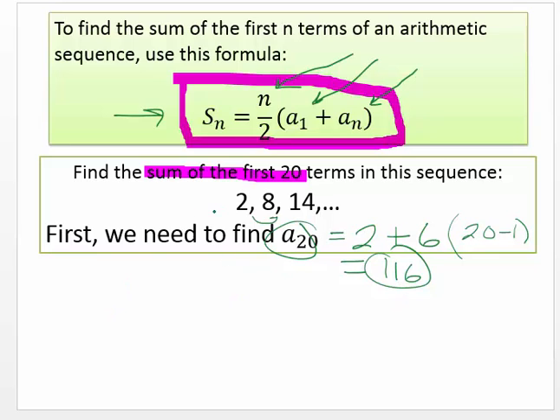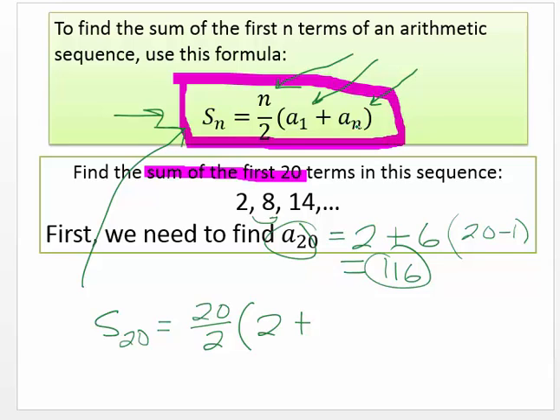So now let's use the formula to find the sum of the first 20 terms. So I'm going to use this formula right up here. Instead of writing s of n, I write s of 20 because I'm looking for the sum of our first 20 terms. So s sub 20 is going to be n over 2. Well, n is 20 divided by 2, times a sub 1, which simply means my first term, plus a sub n, which is now a sub 20, and a sub 20 was 116. Remember, we found out that our 20th term was 116.